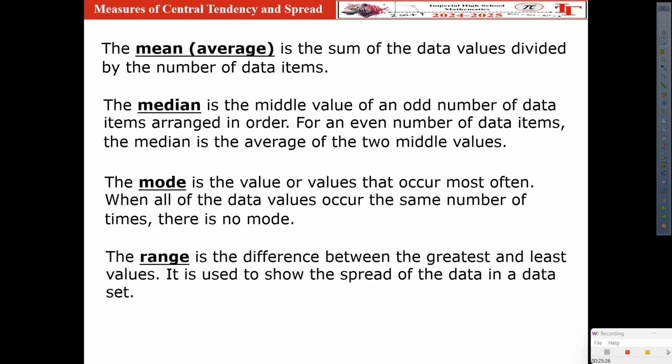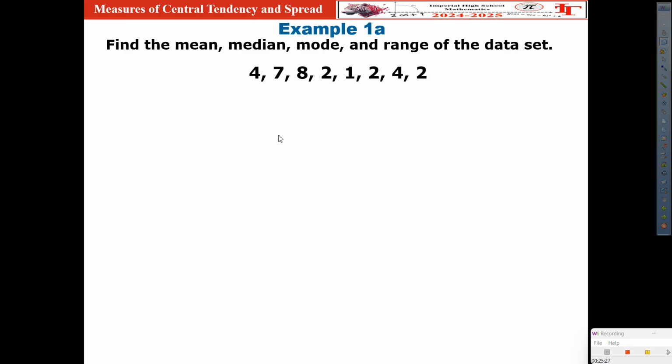Here we go. Example 1A. Find the mean, median, mode, which are the measures of central tendency, and range of the data set 4, 7, 8, 2, 1, 2, 4, 2. I'll give you some time for that. Copy and go.